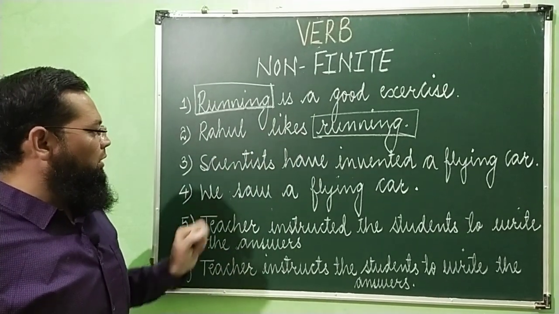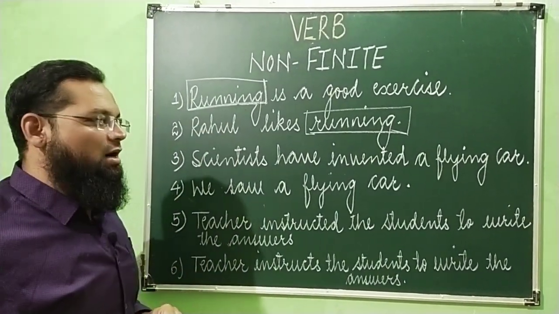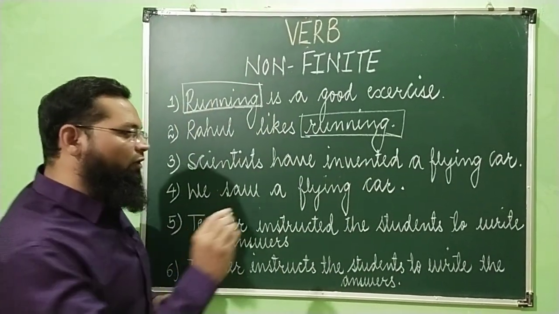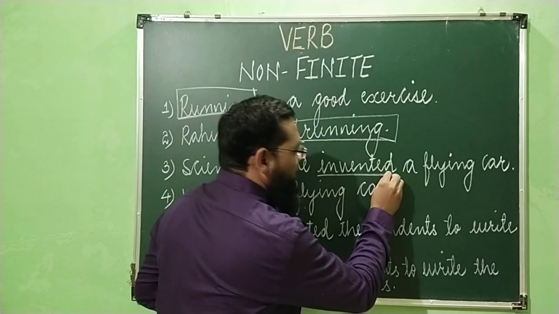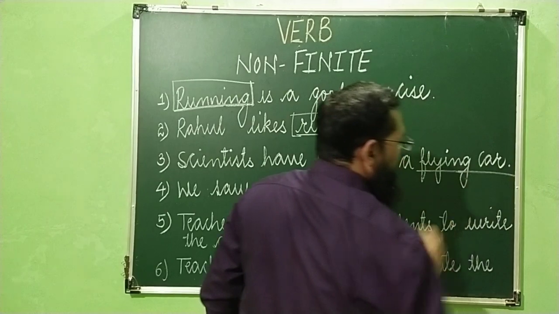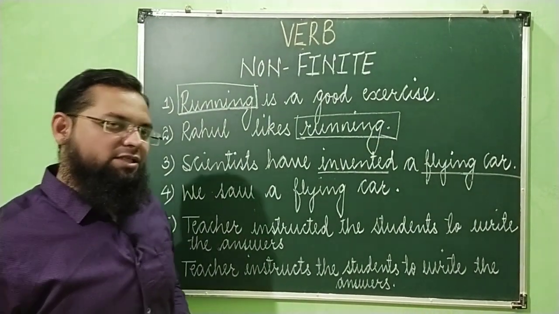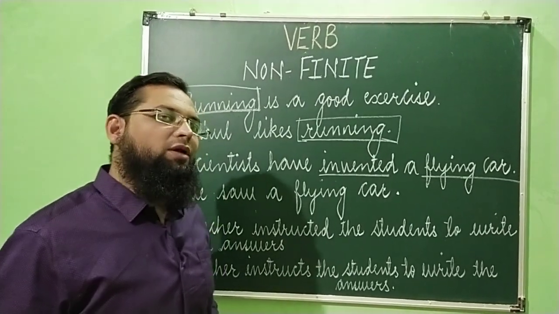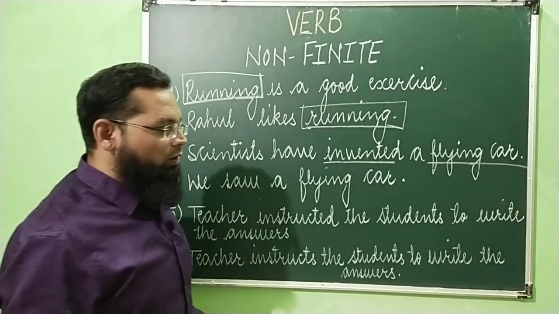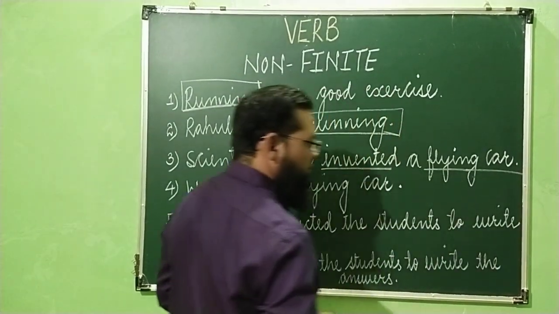Third example, scientists have invented a flying car. Now here, what is the verb in this sentence? Scientists have invented is the verb. And this flying is a present participle, used as an adjective. What is the definition of an adjective? An adjective tells something to us about the noun or pronoun. So it is also called a describing word. In this sentence, flying is describing the noun car.